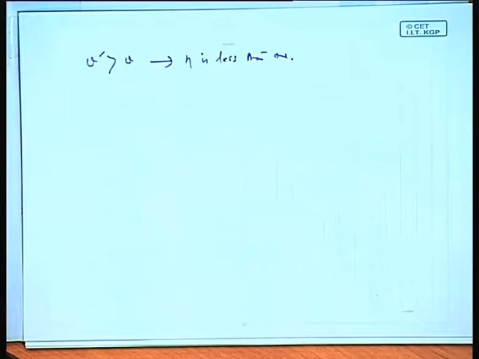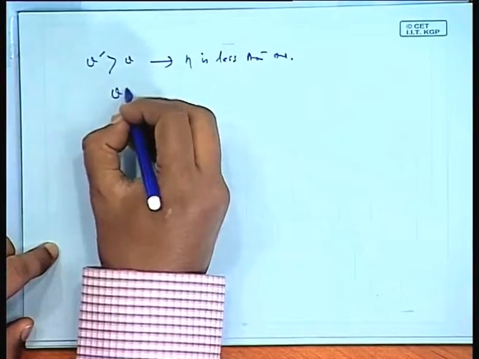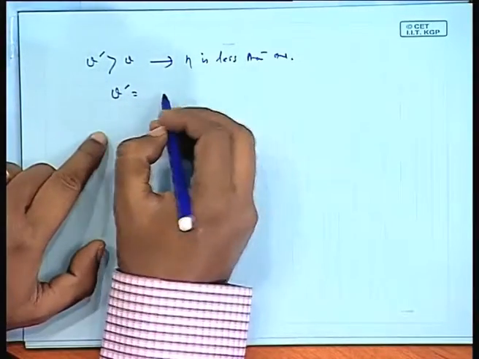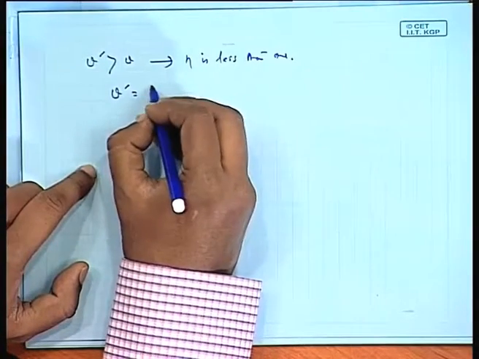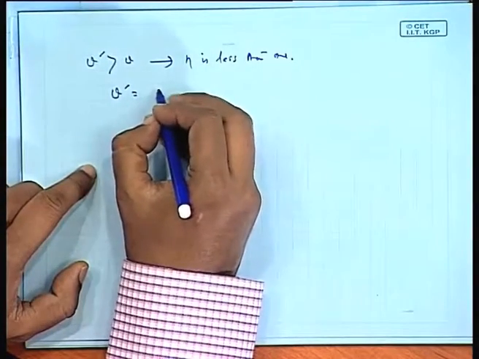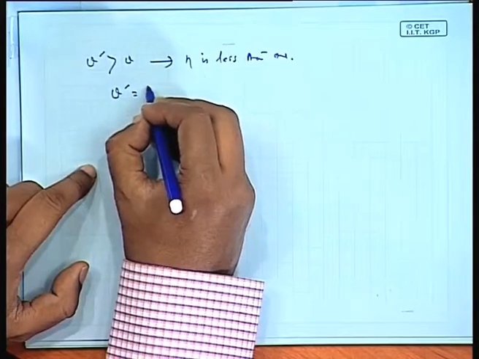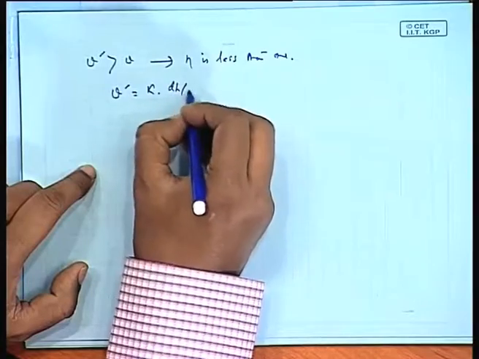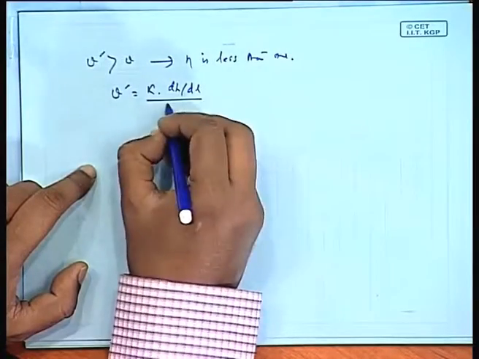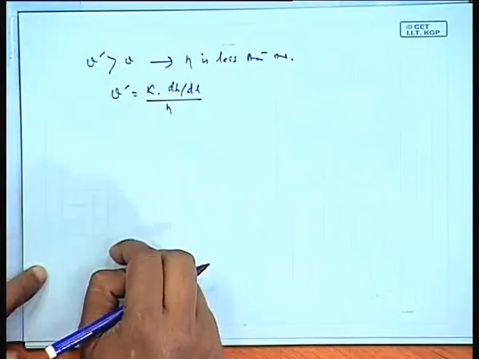Eta is less than 1. So we can very well find out here, by replacing these values of V by V dashed, that this can be K into dH by dL divided by eta.